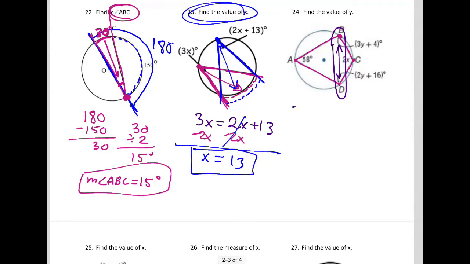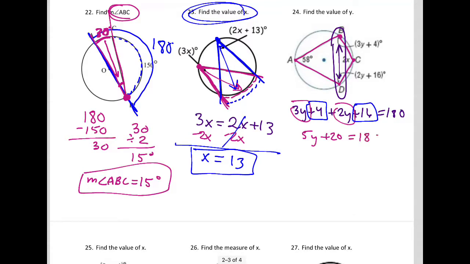So that means that 3y plus 4 needs to add up with the 2y plus 16 to equal 180 degrees. So now if you just combine like terms, well, we're going to add the y's together first. So positive 3 and a positive 2 is 5y. And then I'll add my constants, positive 4 and positive 16. So that gives me positive 20. And I'm just going to bring down my equals 180 degrees.